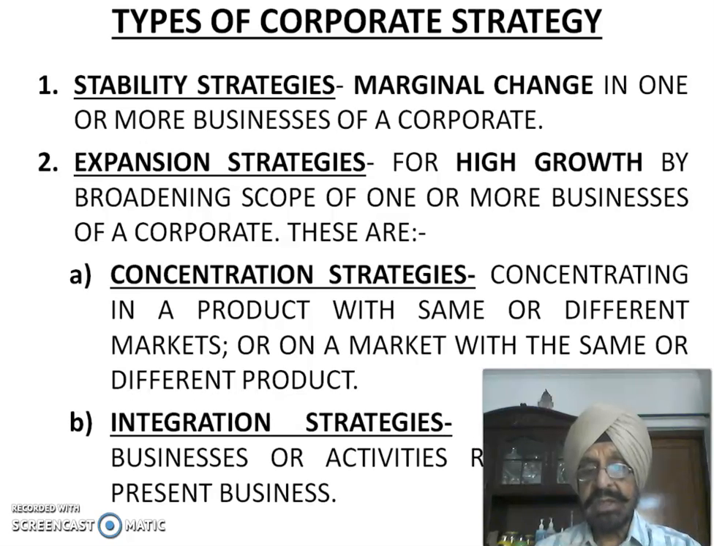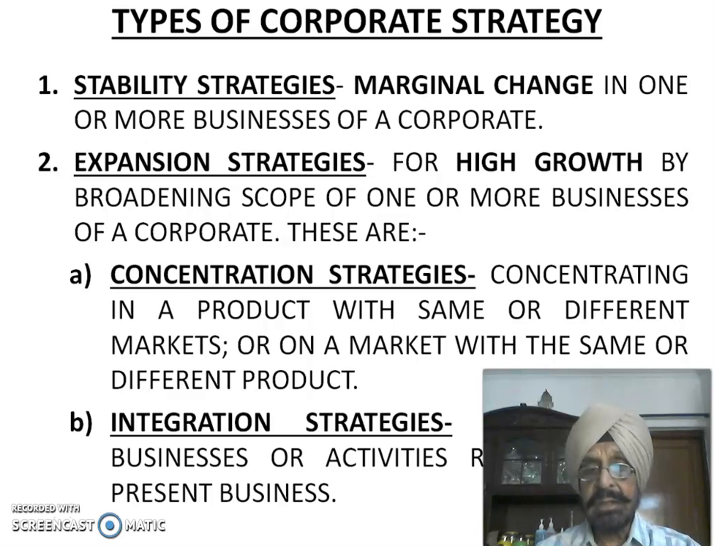Second is what we say, integration strategies. That is by combining businesses or activities related to the present business. So you are already doing a business. What are the activities? What are the various businesses we can be combining? For example, Kirloskar makes both mechanical components as well as electrical components to make a particular generating set. Now two businesses combined, mechanical and electrical, to make that, it will be an integration strategy. We'll study more about these things later on.